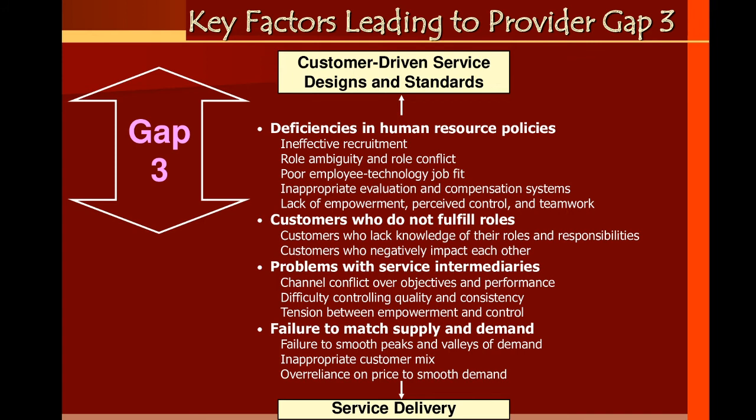And then failure to match supply and demand. That is the fourth point here: failure to smooth peaks and valleys of demand and inappropriate customer mix, then over-reliance on price to smooth demand. Failure to smooth peaks and valleys of demand is talking about, for example, if you are purchasing an AC, mostly people will purchase ACs from the month of March, and between March to July, sorry, August also, we can keep.